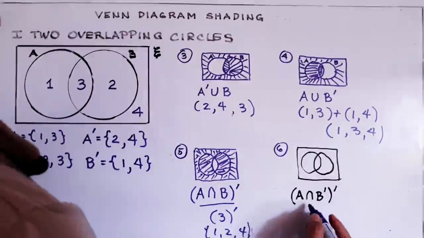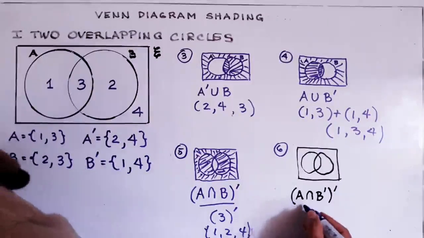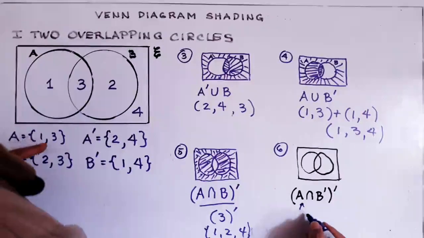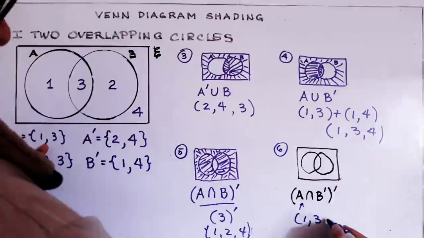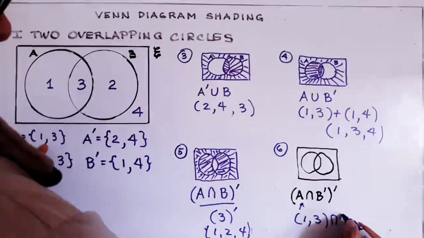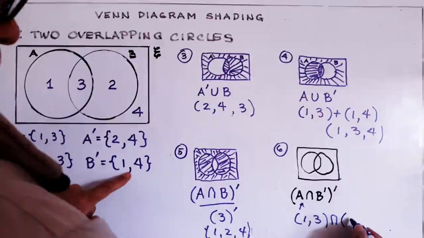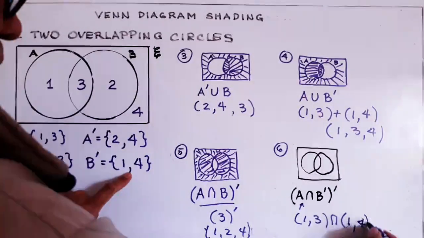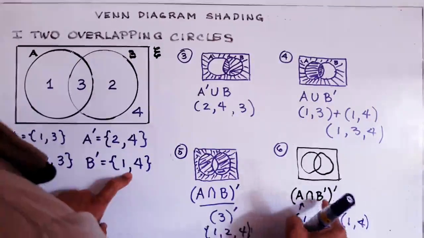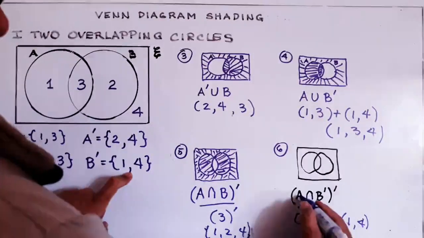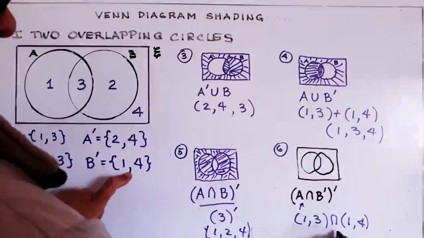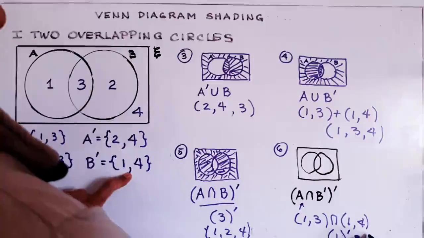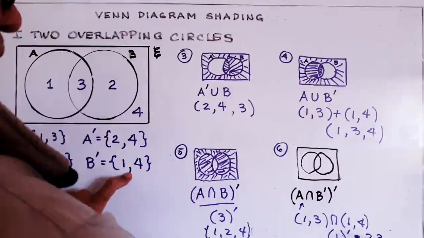Number 6. Let's find the A first. Where's the A? A is 1, 3. So we have 1, 3, and they should intersect with the B prime. Where's the B prime? With the 1 and 4. So what's the intersection of the A and the B'? I have only 1. But this one is the complement. Therefore, we have 2, 3, 4.